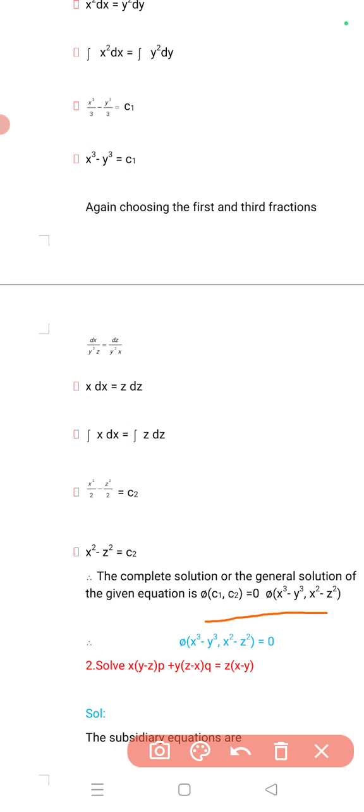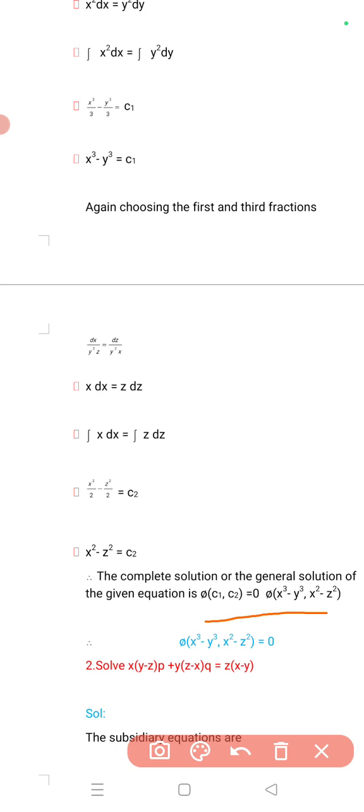So what are the basic steps you have to follow? First of all, you have to write in the stipulated format Pp plus Qq is equal to R. Then you have to form the subsidiary equations. After forming the subsidiary equations, you have to regroup the fractions or rearrange the terms so that some common terms are there and they may get cancelled, and you may easily adopt that variable separable method, and you can easily go with the integration. After obtaining c1 and c2, just write the complete solution and it will be very easy for you.